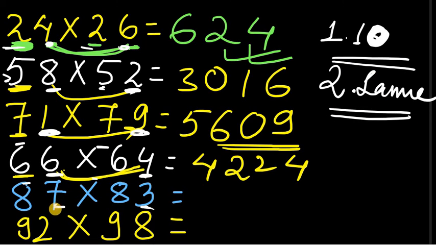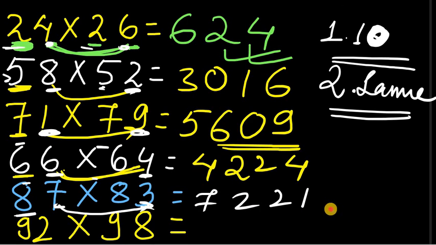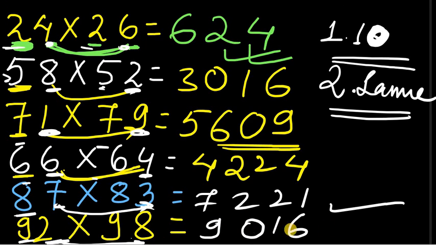So let's see the next number, 87 into 83. So 7 and 3 you multiply, 21, already 2 digit, and 8, after 8, 9 comes. So 8 9s are 72. So this is our answer. Okay, so next number is 92 into 98. 2 8s are 16. Okay, so after 9, 10 comes. So 9 10s are 90, and this is our answer.